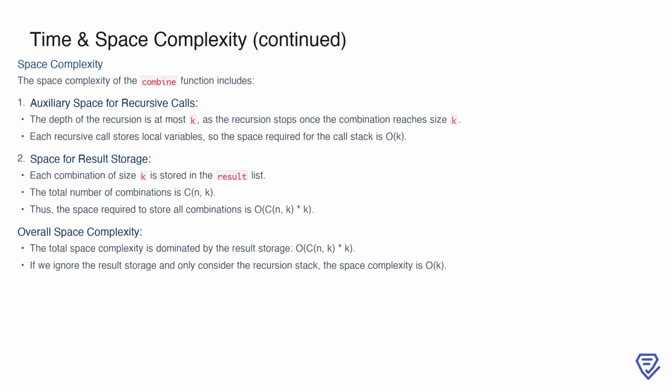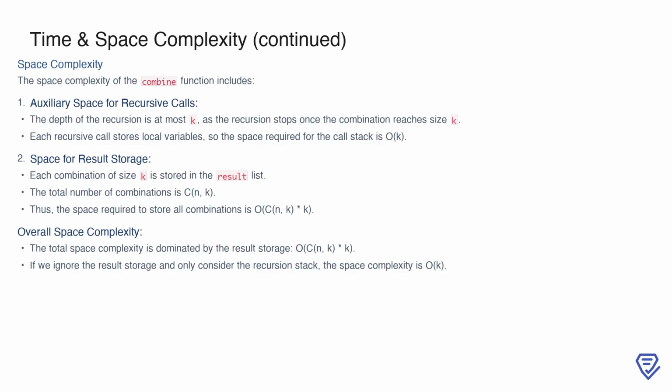The space complexity of the combine function also depends on two main factors: the recursion stack and the space required to store the results. First, consider the auxiliary space used by recursive calls. The depth of recursion is at most k, as the recursion halts once the combination reaches the desired size. Each recursive call holds its own set of local variables, so the space consumed by the call stack is k.